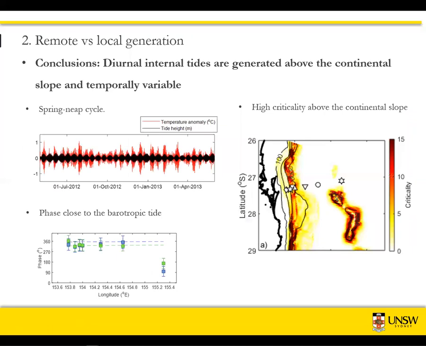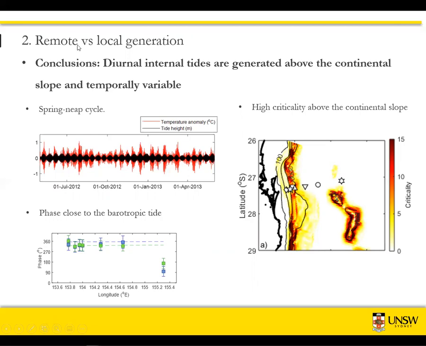And another thing is that the diurnal internal tide seems to be locally generated because it follows the spring-neap tide pretty well. So the peaks of the internal tide are on the spring tides. So that's indicative of local generation. Also the phase of the internal tide above the continental slope is close to the phase of the barotropic tide. So it's another indicator, and the criticality is higher above the continental slope.